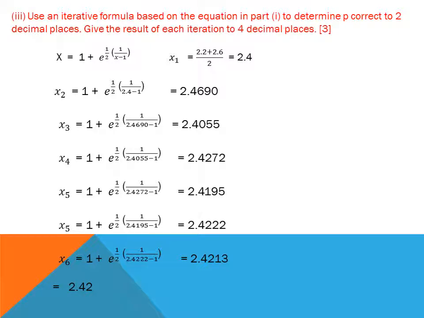In place of x, I find that x2 is equal to 2.4690, and then find x3 by putting 2.4690 in place of x. I find x3 is equal to this, and further you should place the value of x3, find x4, then x4, and find x5. In this way I will find it finally. I noticed that 2.422 and 2.42, there is a repetition in the terms. So it means the exact root is 2.42.